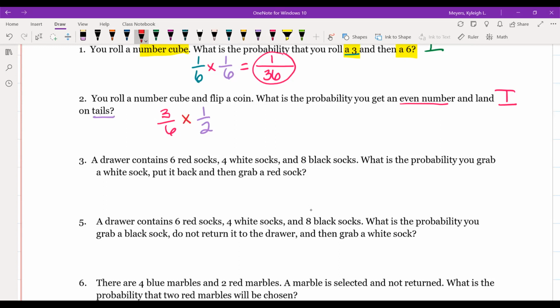So I know that 3/6 can really be simplified to 1/2. Right? So I want to do 1/2 times 1/2. So what is 1/2 times 1/2? Hopefully you got 1/4. If you did 3/6 times 1/2, you would have had to simplify because you would have gotten 3/12. Okay.